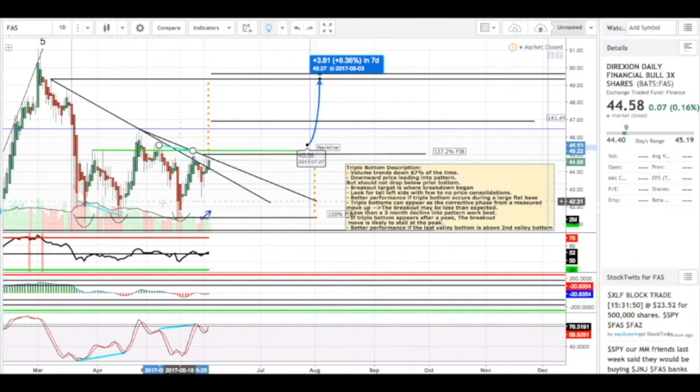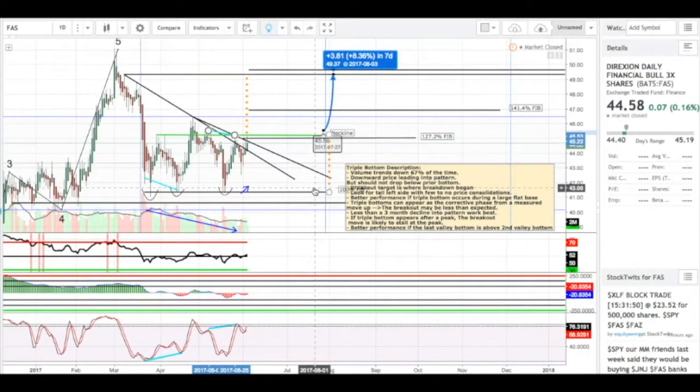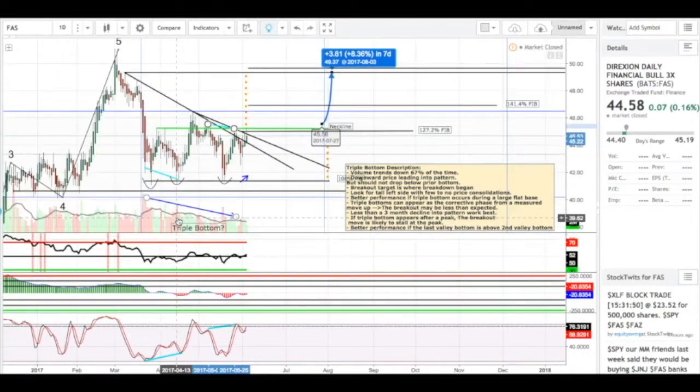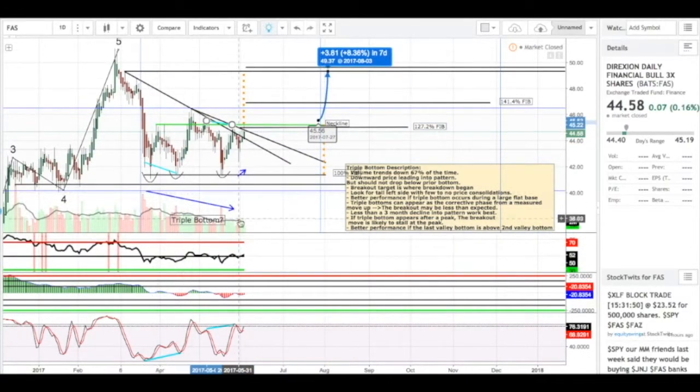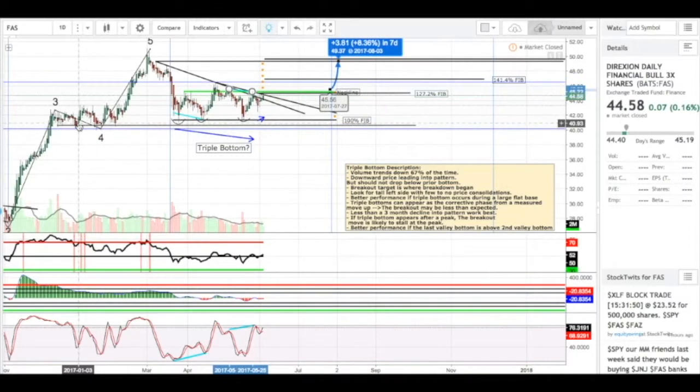However, what I'm really interested in is the possibility of this being a triple bottom pattern. So the notes I have for a triple bottom are volume trends downwards 67% of the time. What do we see in volume here? We see that volume is heading lower, with downward price leading into the pattern, but it should not drop below the prior bottom. I would say that this is the prior bottom.